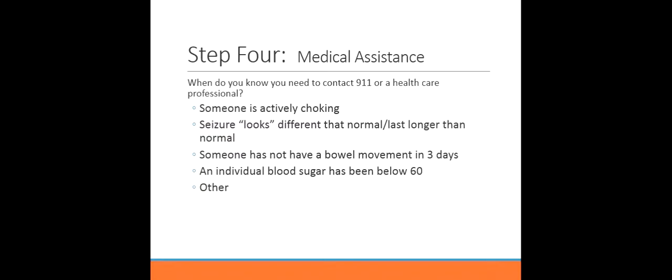The fourth part of the protocol is when to seek medical assistance. We want to make sure that we include anytime there's a medical emergency that we're going to contact 911 or another healthcare professional. Okay, so some examples that you could include in there. If someone's actively choking, we're obviously going to call 911 and perform basic first aid and CPR. We're going to contact a physician if someone's seizure looks different than what's normal seizure activity for them.